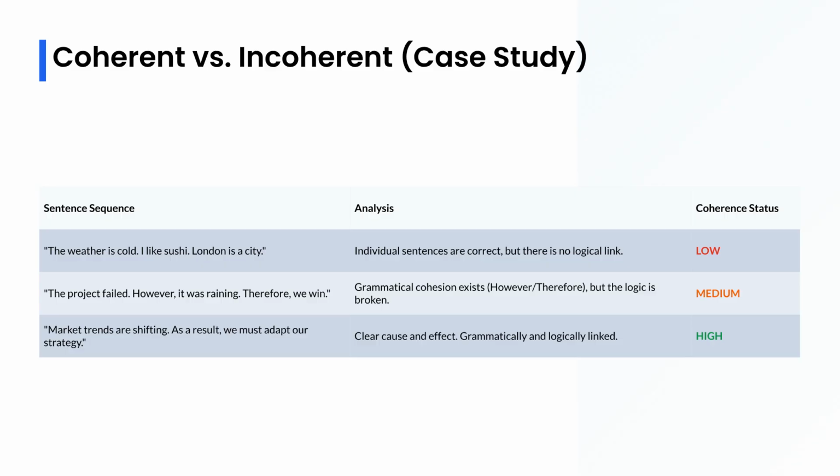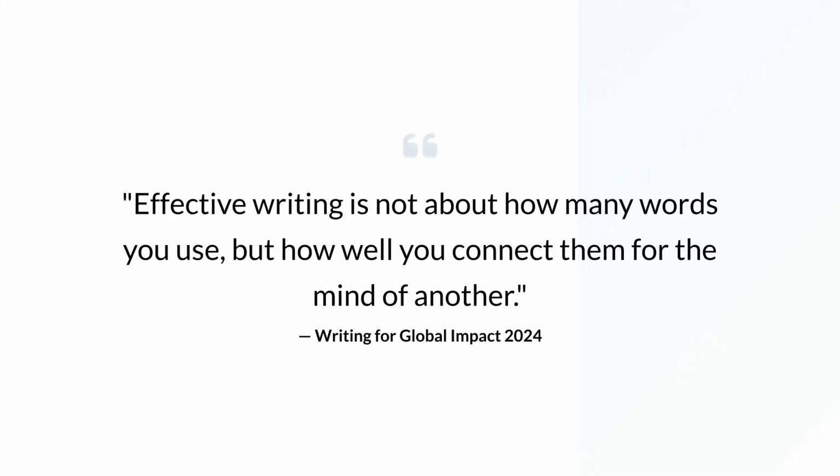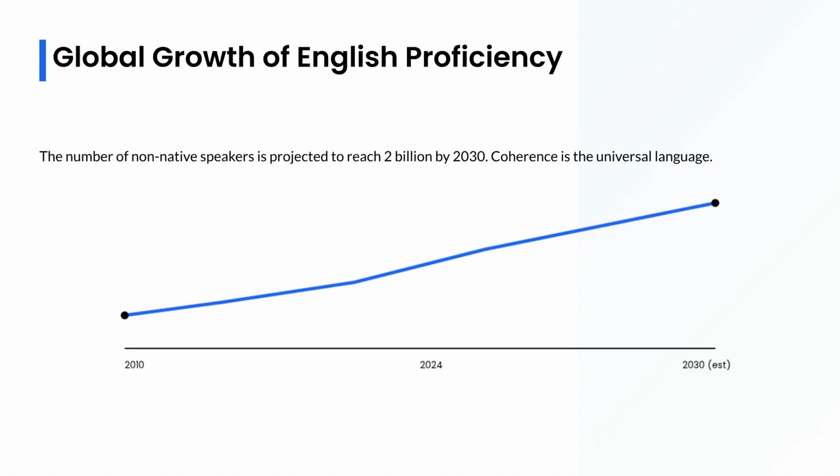This is a case study demonstrating the difference between incoherent and coherent writing. The goal is to see how the application of these principles transforms confusing paragraphs into clear ones. To summarize part 2, effective writing is not about using many words, but about how well you connect them for the mind of another. The demand for global English proficiency is growing, with non-native speakers projected to reach 2 billion by 2030. Coherence acts as a universal language that bridges differences.